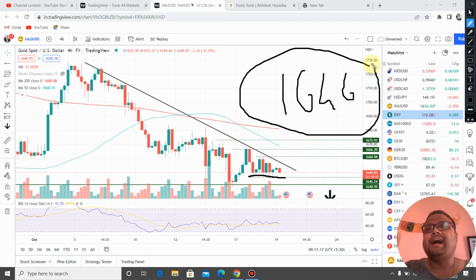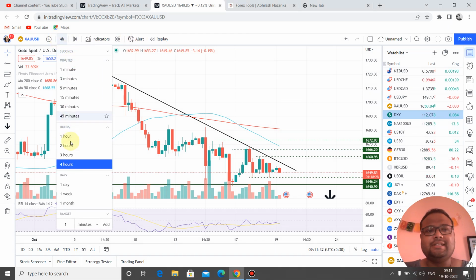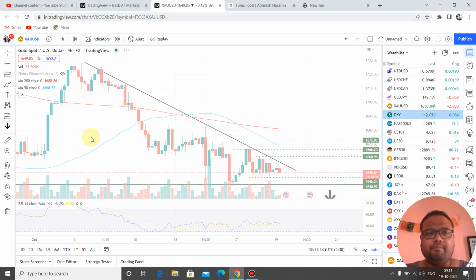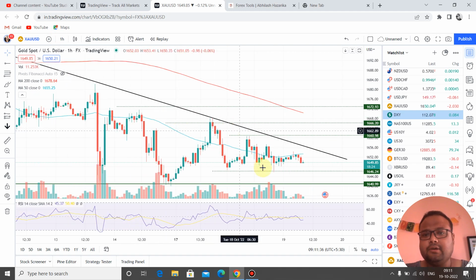1646 is a very high risk buy level. If the market comes and bounces, you can expect a quick profit of 20-30 pips, not more than that. But beginners, new traders, try to avoid levels like this, because personally I will also not trade on the 1646-45 level. I prefer to trade on levels that are good enough.